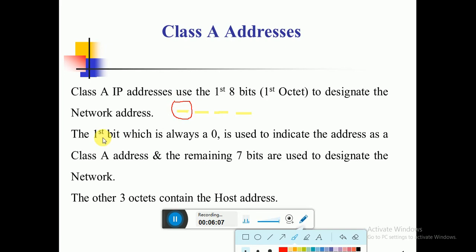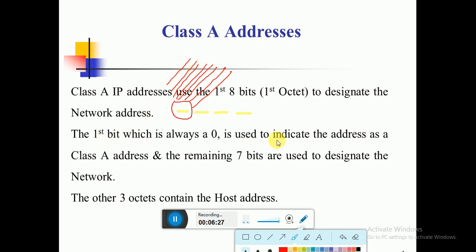So the first bit, which is always a 0, is in this portion. In this portion we have 8 bits: 1, 2, 3, 4, 5, 6, 7, 8.